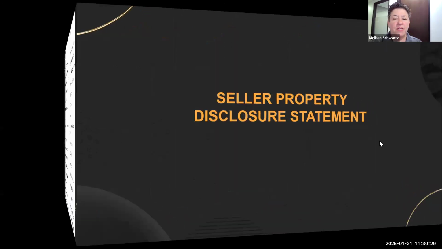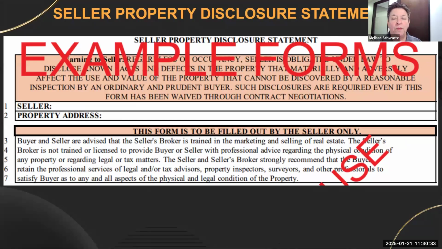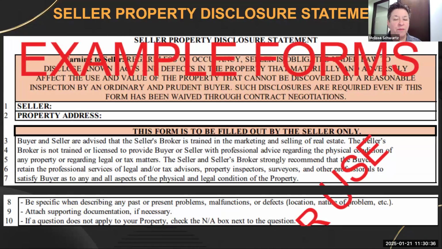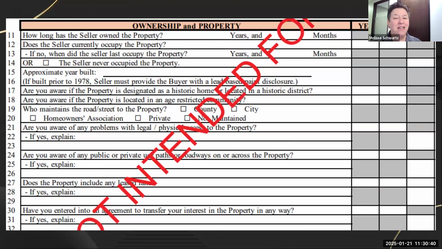Okay. All right. Seller property disclosure. I'm just going to flip this up here. This is very similar. I have not gone line by line to see what they have not done. Yes, no, not applicable. At least the way this looks, they have grayed out things that don't apply. So how long has seller owned the property? The years and months are on the left-hand side. The yes, no, not applicable are grayed out, right?